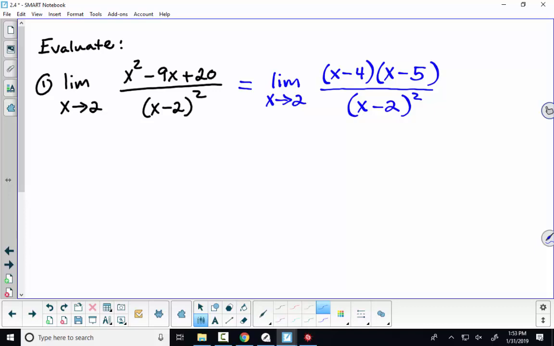So then what do we know about this function as we approach 2? What's going to happen? It's a vertical asymptote, right? There's no way to get rid of that 0 in the denominator. So we need to compute, one, the limit as x approaches 2 from the right on this function, and from the left as we approach 2 from the left.